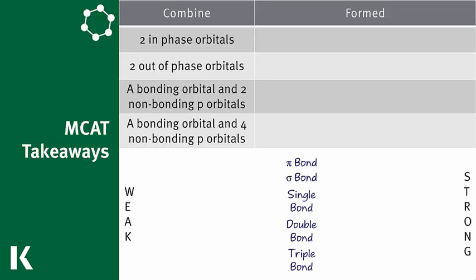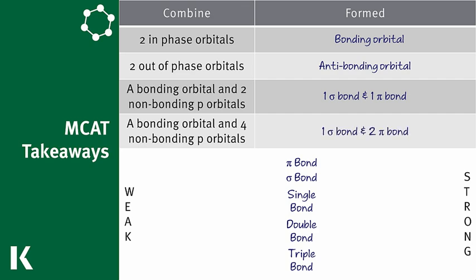To see if you're ready for test day, you should be able to fill in this chart and order the terms at the bottom of the slide from weakest to strongest. Two in-phase orbitals form a bonding orbital, whereas two out-of-phase orbitals form an antibonding orbital. A bonding orbital and two non-bonding p orbitals form a sigma bond and a pi bond, whereas a bonding orbital and four non-bonding p orbitals form a sigma bond and two pi bonds.